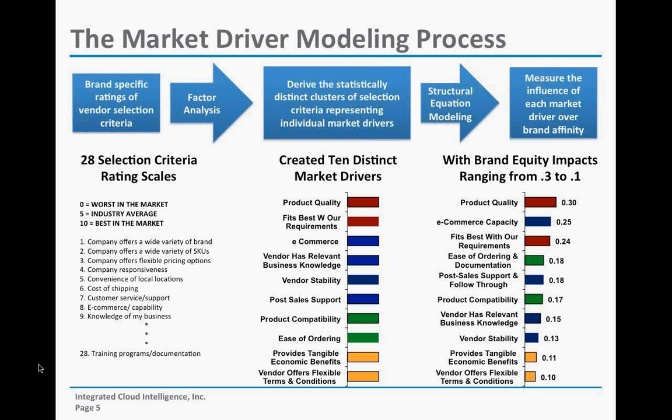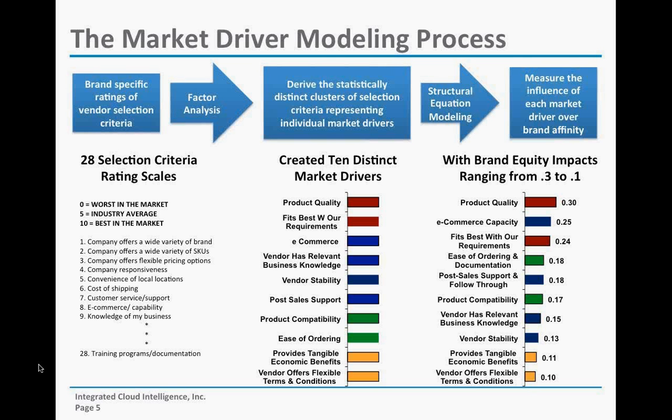Now, in this instance, those 28 selection criteria were rendered down to create 10 distinct market drivers. Now, these color codes here, we don't have that legend on this table, refer to which family, or which of the arenas we just talked about they come from. But in this instance, we came up with 10 distinct market drivers. So 28 selection criteria rendered down with factor analysis into 10 distinct market drivers.